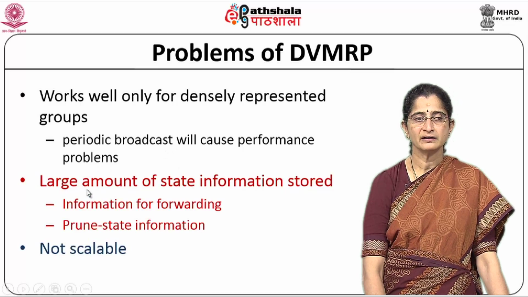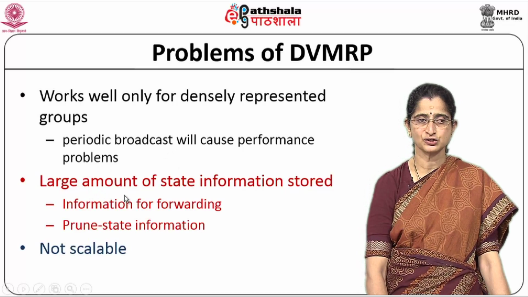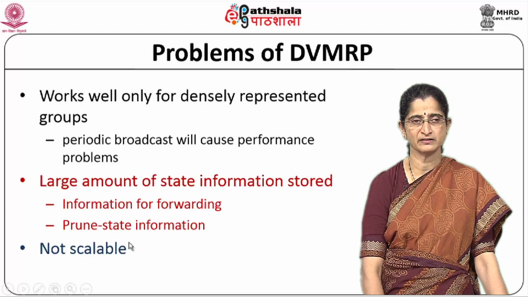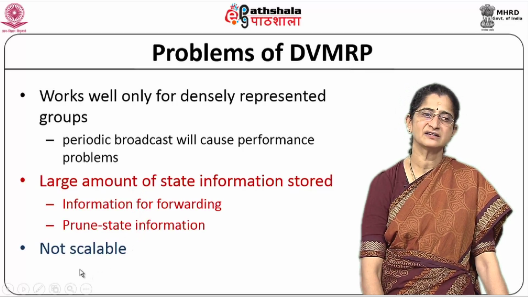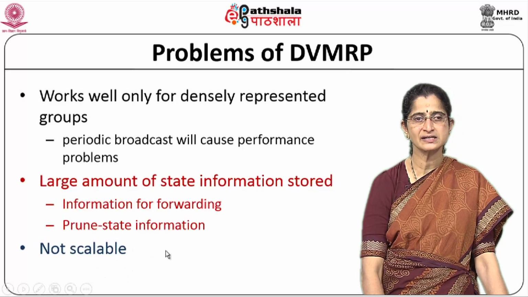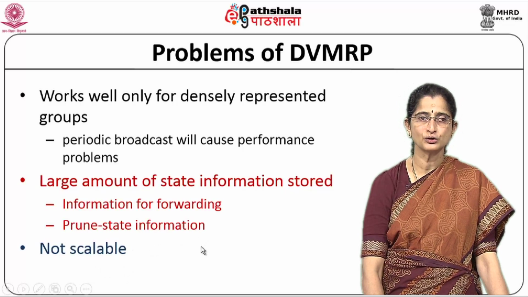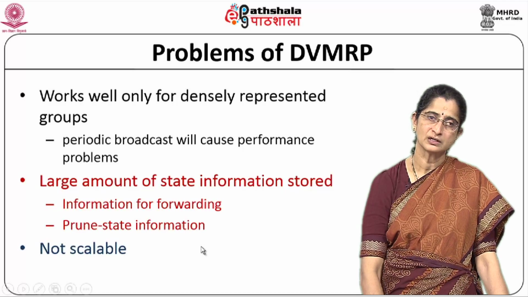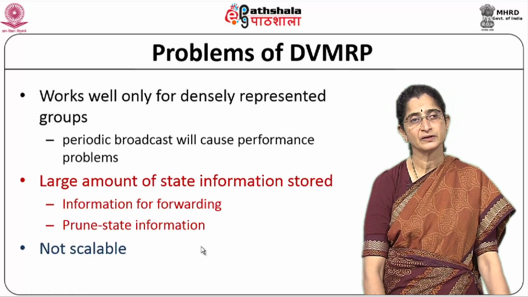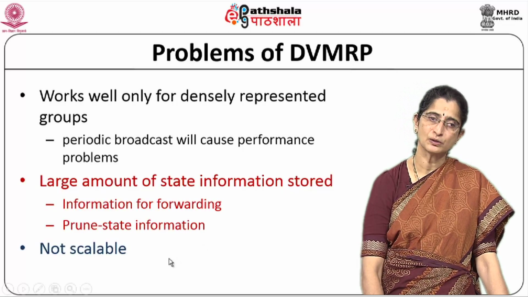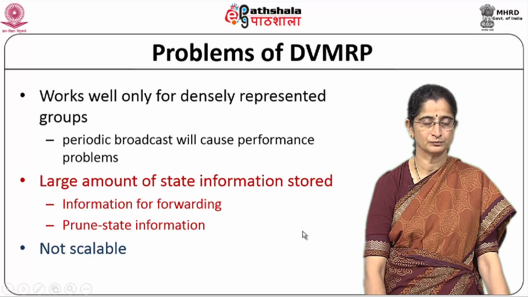And there is a large amount of state information that is stored both for forwarding and for the prune state. These are again, as we said, major drawbacks, and another reason is that it is not scalable. So, for these reasons we typically do not use DVMRP, but we go in more for other protocols. Typically we use the PIM protocol, which is protocol independent multicasting. We will be looking at that in the next module.